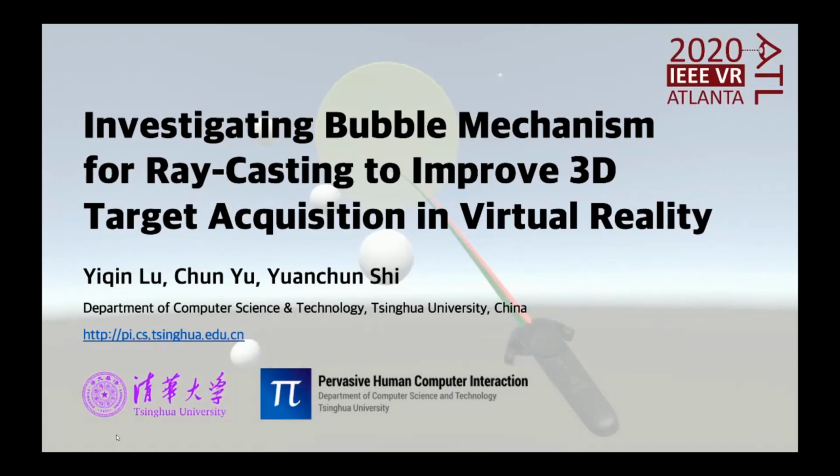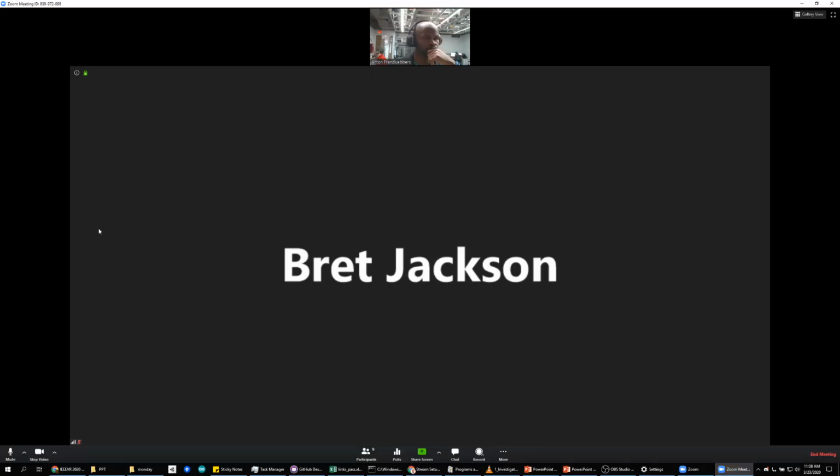Our work is investigating bubble mechanism for raycasting to improve 3D target acquisition in virtual reality. So from the title, we can see two important keywords. One is bubble mechanism, and the other is raycasting. So this work is to talk about raycasting in 3D target acquisition in VR and use the bubble mechanism to improve it. Let's look at these two keywords.